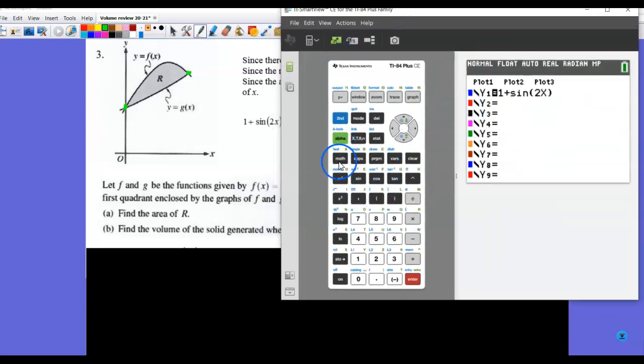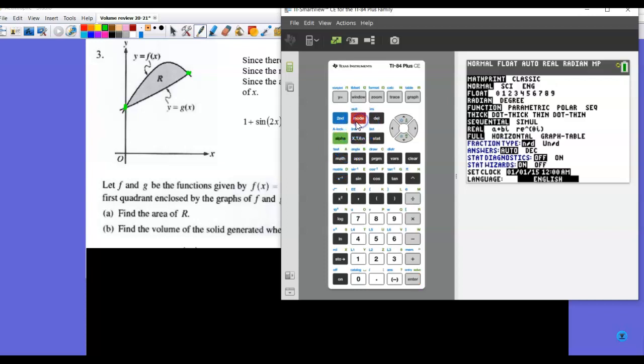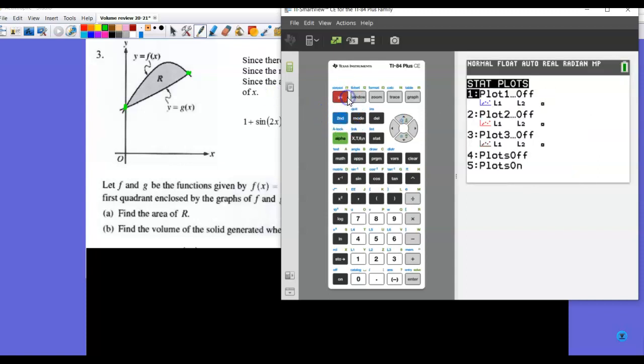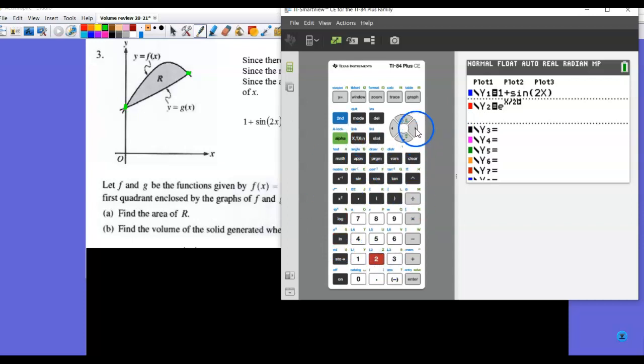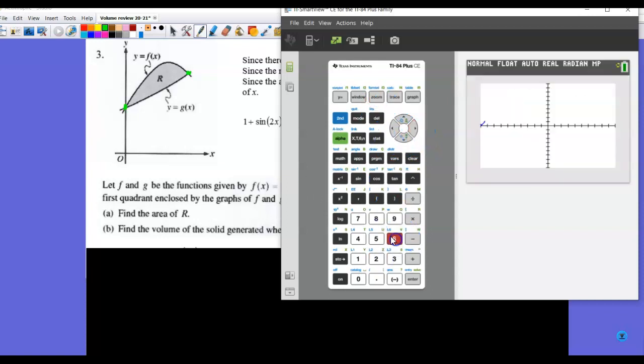As soon as I type sine, I want to check my mode. I should always be in radian mode when I'm doing my calculus work, so I'm going to go back now to y equal to. So e to the x over 2, e is above the ln button, and then I have x over 2, arrow out of there. I'm going to do a zoom 6.